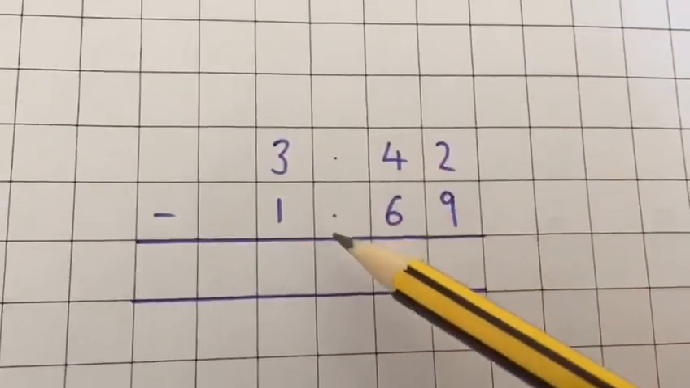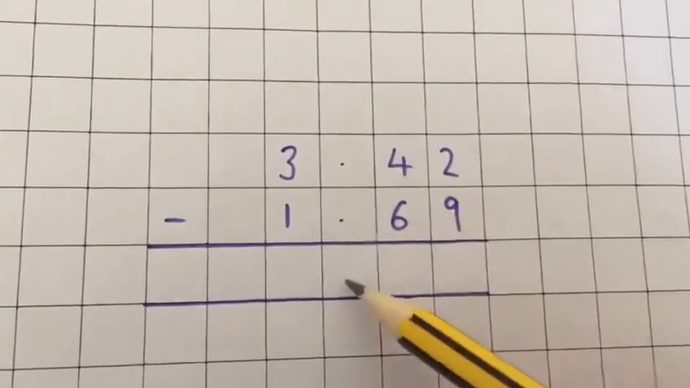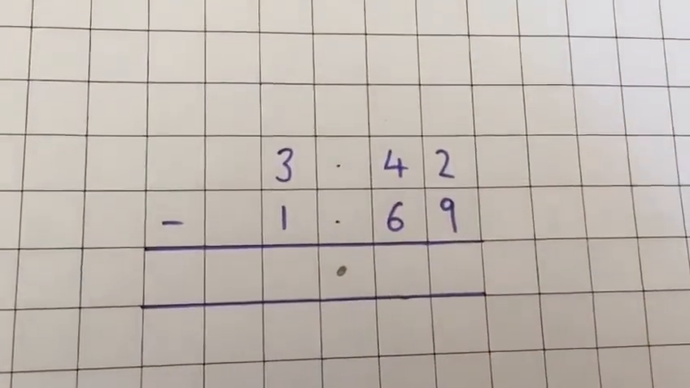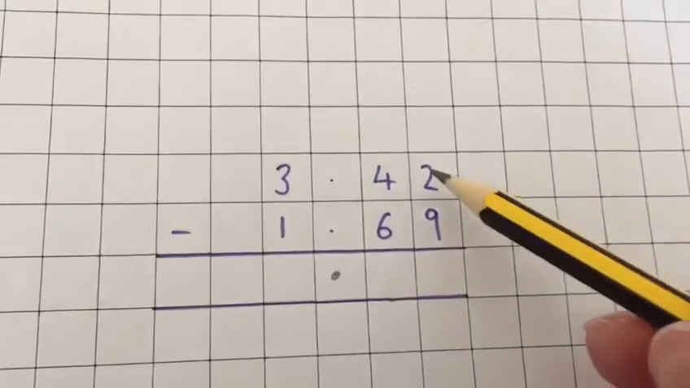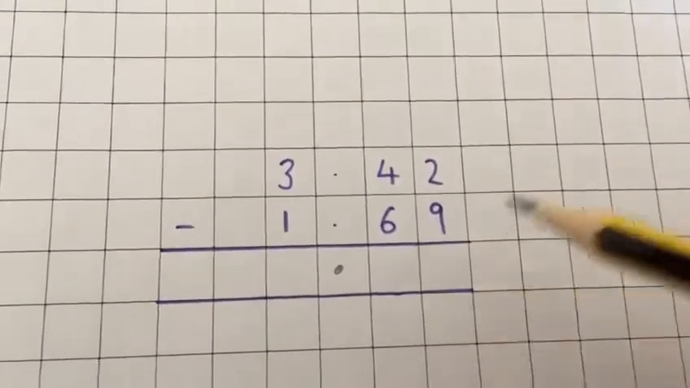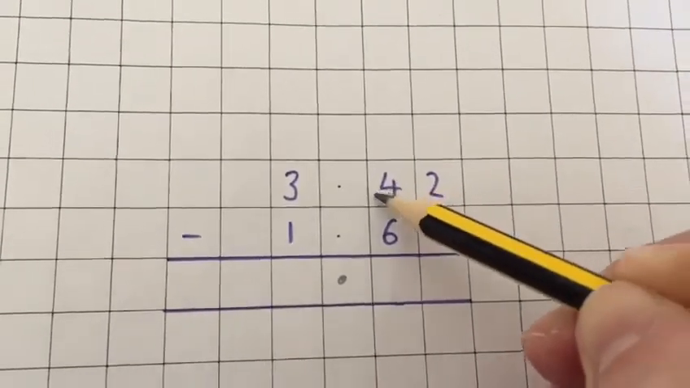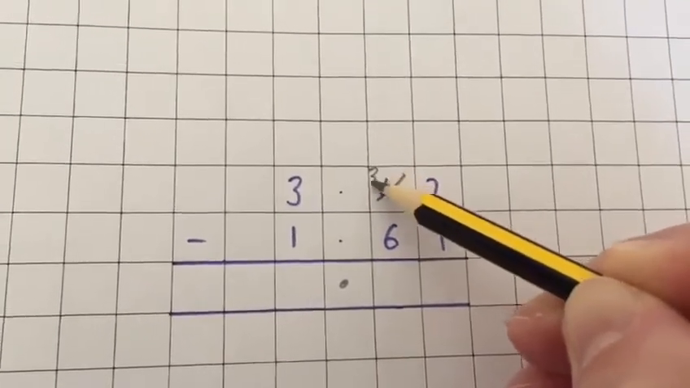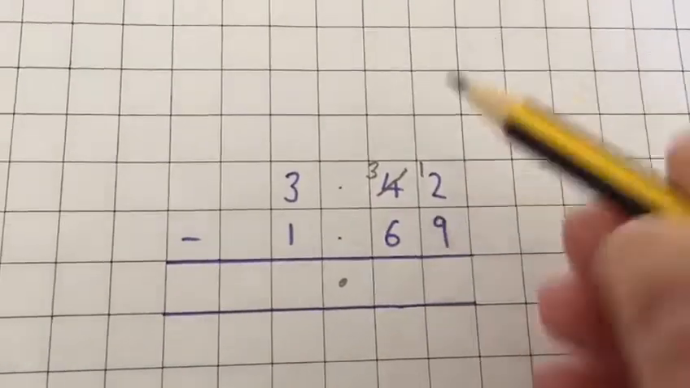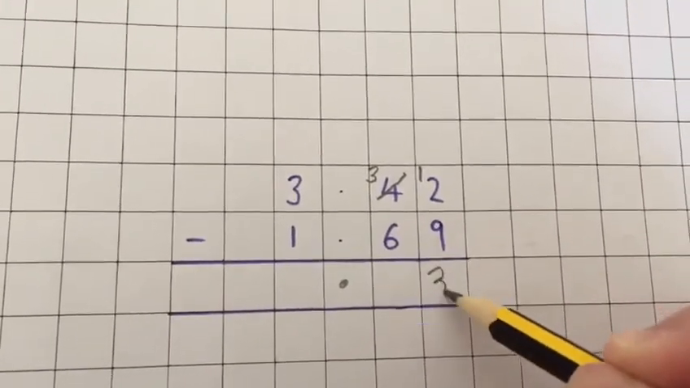Making sure we put the decimal point in the correct column and actually put that in first so you know that it's going to be there and you know you're going to remember to have used it. So then you start off on the right hand side, and we've got 2 subtract 9. We know we're not able to do that, so we go to the 4. That one will become a 3, and we put the 1 next to the 2 there to make a 12. So we've got 12 subtract 9, which will equal 3.